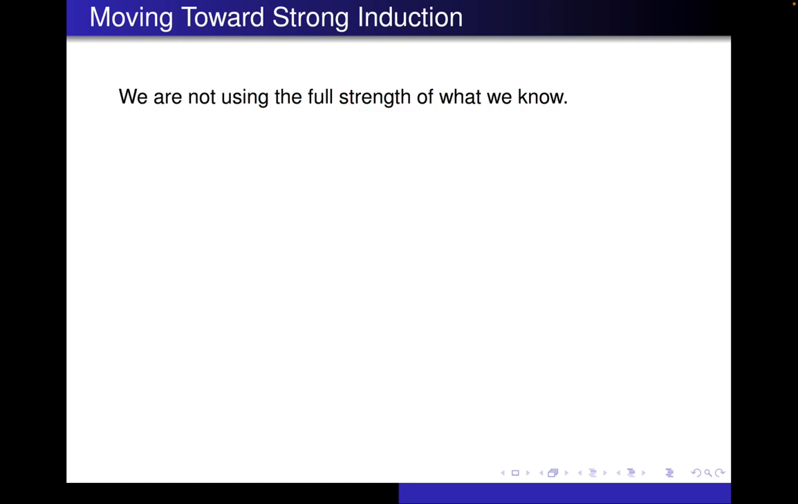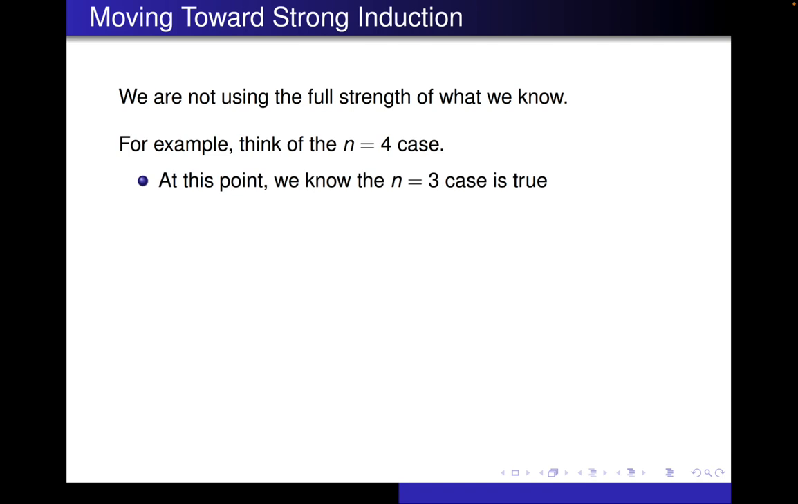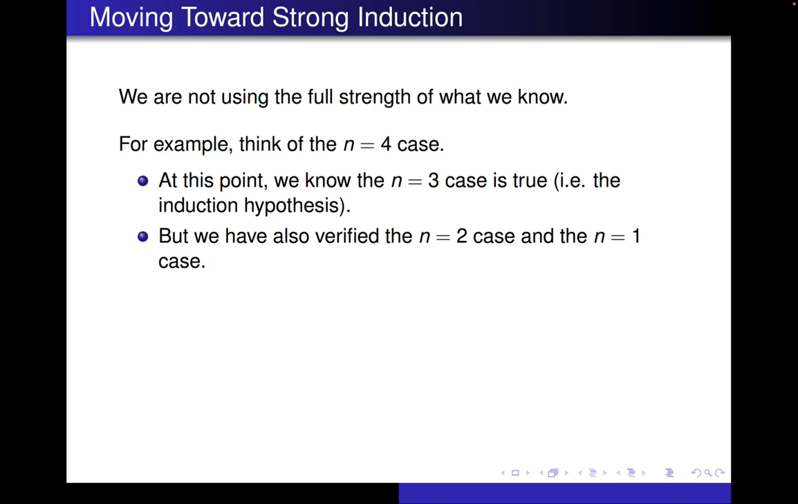But when we do this, it's really important to realize that we're not using the full strength of what we know in our induction hypothesis, in our assumption that we use in induction, that n equals k case. So let's think about, being very specific, what happens when we're trying to prove the n equals 4 case. Once we get to the n equals 4 case, the last one we proved was the n equals 3 case, right? We just proved that the n equals 3 case is true. However, in proving that the n equals 3 case is true, that's our induction hypothesis, we actually verified that the n equals 2 case was true as well, because in order to prove the n equals 3 case, we had to use the n equals 2 case.